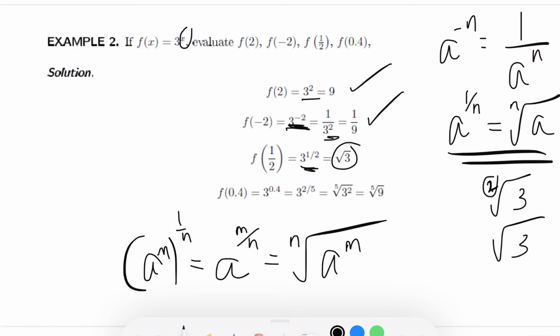So 3 squared goes inside the radical. Okay? So, the fifth root of 9. That is how you evaluate. You just substitute your x, and then solve.